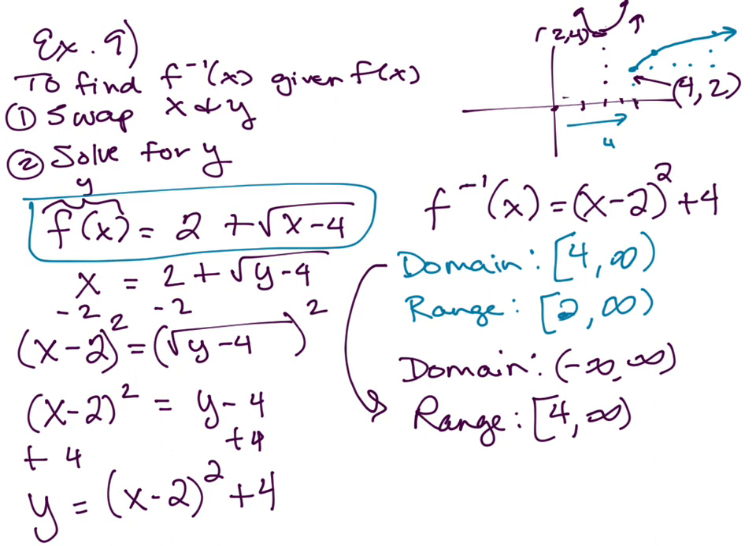This range, 2 to infinity, looks like it became a domain of negative infinity to positive infinity, which is not a flip-flop, right? But consider that this blue function only shows the top half of this square root because it's a function, right? So this would be the positive option for the square root of x minus 4.